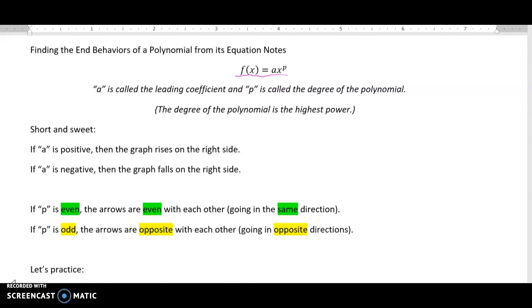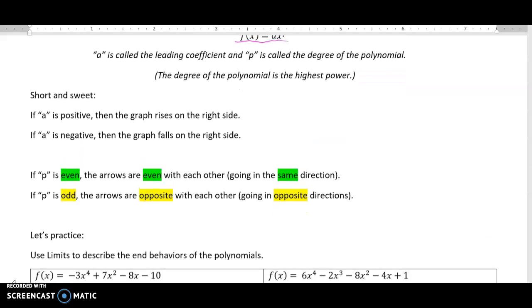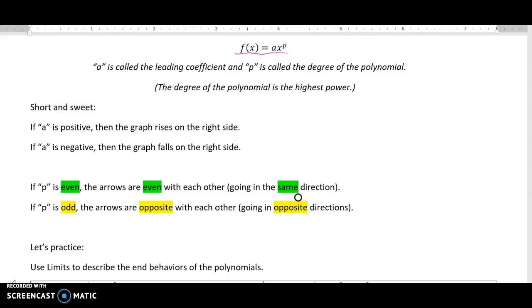So short and sweet. If A, the leading coefficient, is positive, then the graph will rise on the right side. The graph will be rising on the right. If A is negative, then the graph will fall on the right side. If P is an even number, if P is an even power, the arrows are even with each other. In other words, they're going in the same direction. They're either both up or both down.